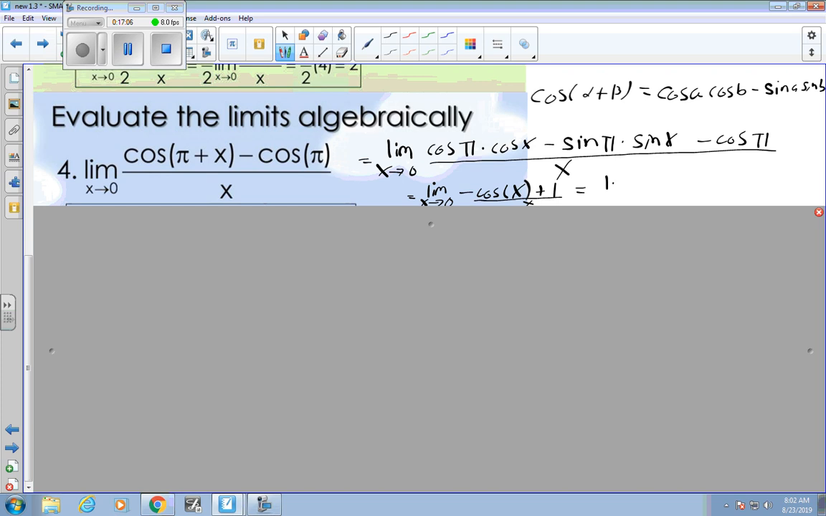So what if we rewrite this? It's the limit as x goes to 0 of 1 minus cosine of x over x. It's one of our 4 limits. It's 0.